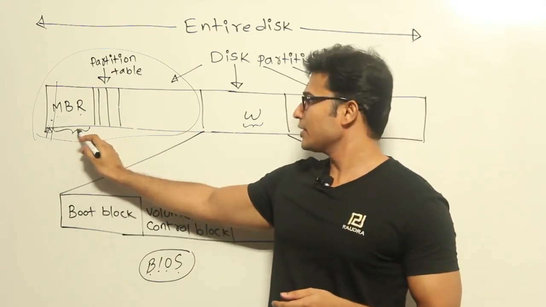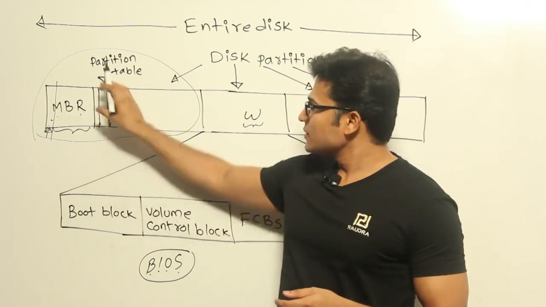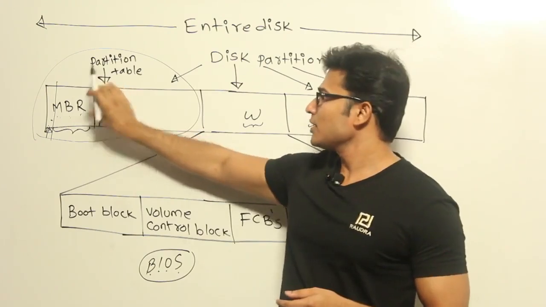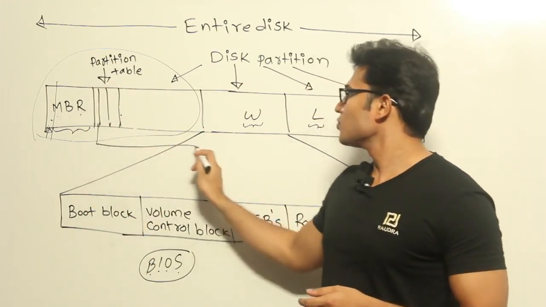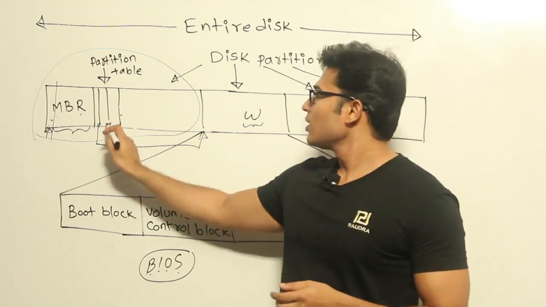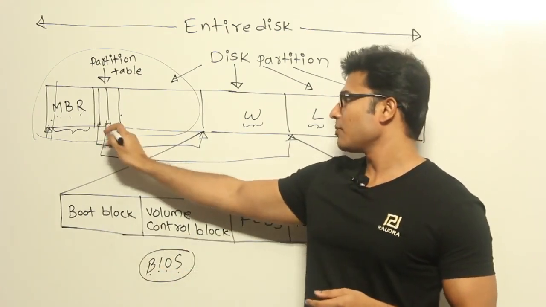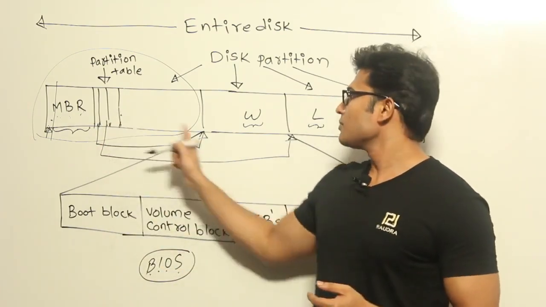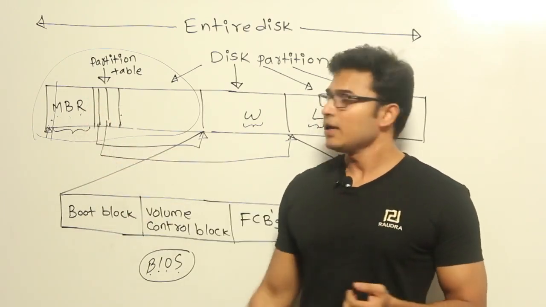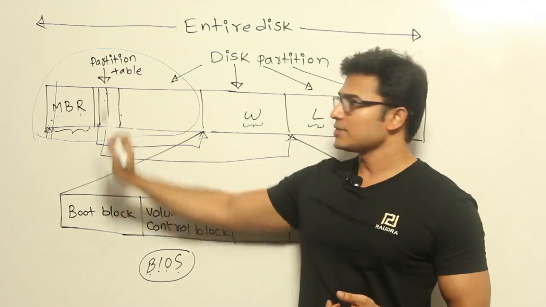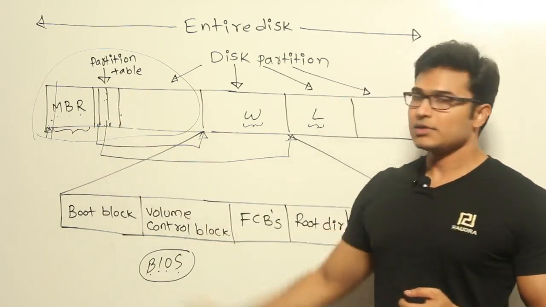The MBR will also contain something called the partition table. In this particular block we are going to have the partition table. The partition table is going to tell you where each partition begins, whether this one, and then the second one begins from here, like that. Every entry in the partition table tells you where each partition begins, and it also contains information about how many partitions there are. In case you mark one of the partitions as the active partition, then it will directly go to that particular partition and start executing.